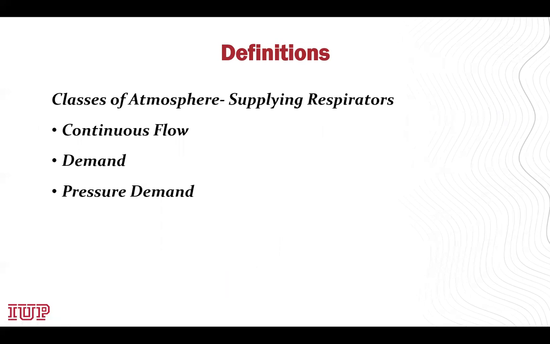Classes of atmosphere supplying respirators. You have continuous flow. That provides continuous flow of breathing air to the respiratory inlet covering. Demand admits breathing air to the face piece only when negative pressure is created inside the facepiece by inhalation. Pressure demand allows breathing air into the facepiece when the positive pressure inside the facepiece is reduced by inhalation.